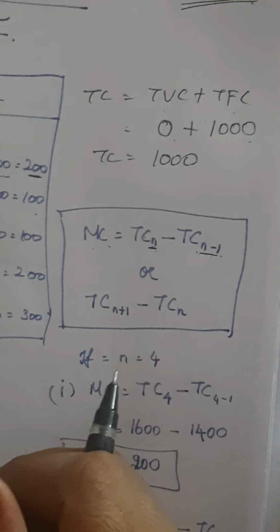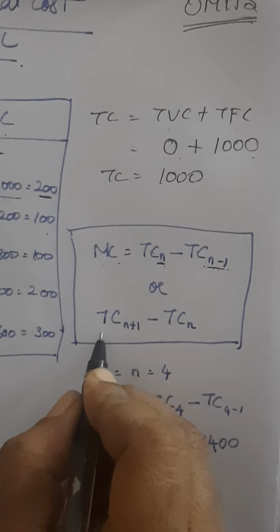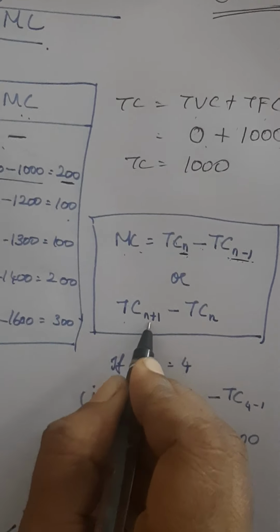Through this formula also I can explain to you. MC equals TCn minus TCn minus 1. Here n is the quantity, okay; TCn is the total cost of that quantity, and minus the total cost of the previous quantity. Previous means n minus 1, the previous one. Otherwise we can also calculate the marginal cost like this: TCn plus 1 minus TCn, okay.